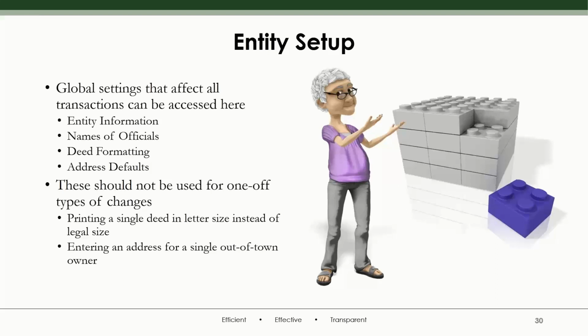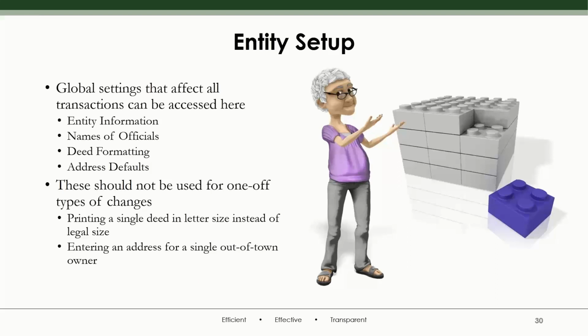Now I'd like to talk a bit about the entity setup. These are global settings that will affect all transactions that can be accessed there. This will include your specific entity information, the names of your officials, deed formatting, and the default address. You're not going to be using these for one-off type changes. Those should be done when you're doing those.